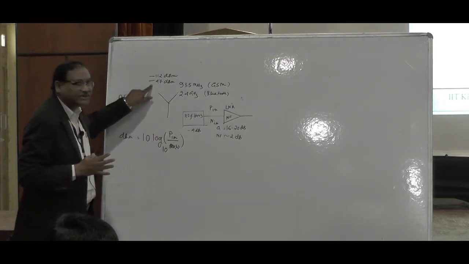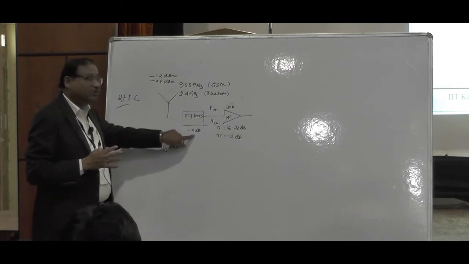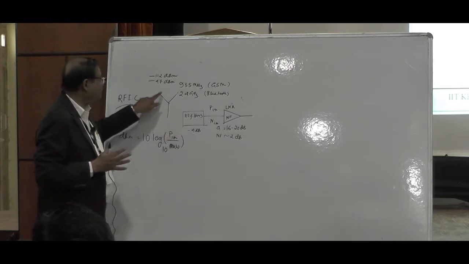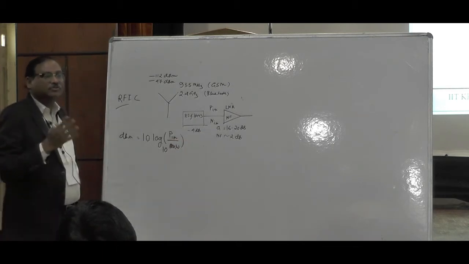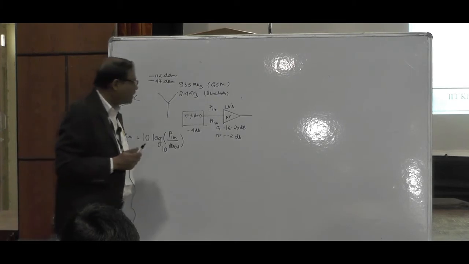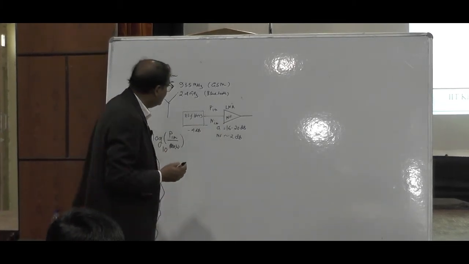And if you look at the minus 47 dBm, that is the highest signal strength, with the minus 4 dB attenuation, that is minus 51, plus 20, that is minus 31. So it will be a few microwatts. So that is the signal that is coming out of your low noise amplifier.